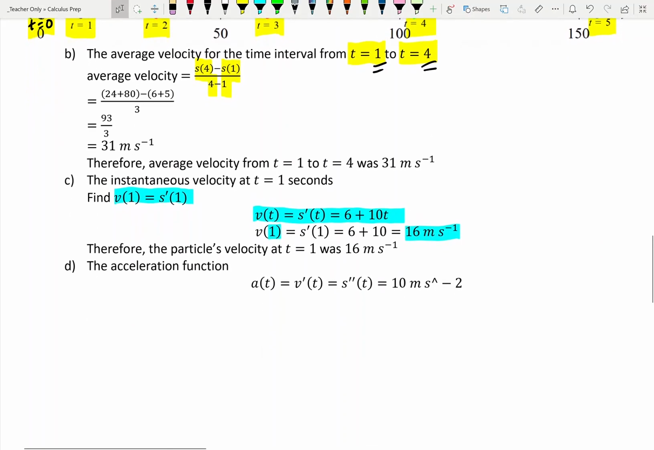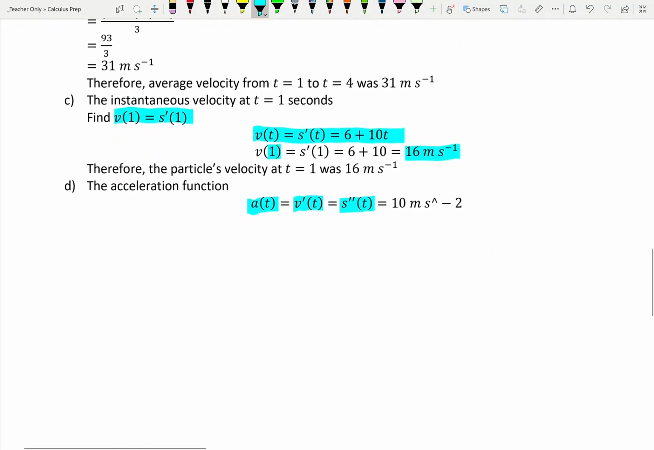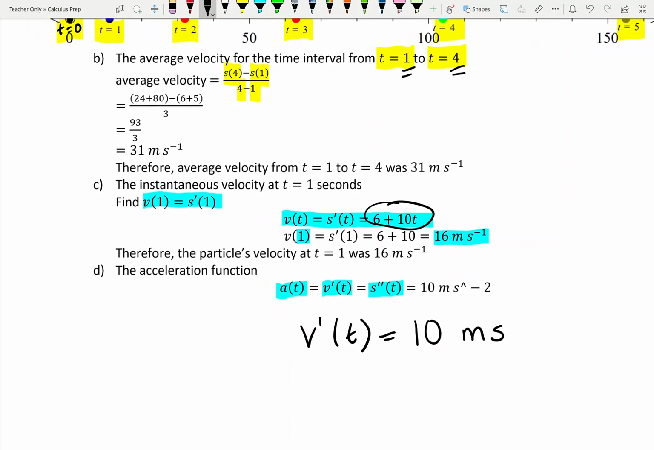And the acceleration function, we know that acceleration is the derivative of the velocity, which means it must be the second derivative of displacement. So all we do for that one is we find v dash of t. We worked out up here that v of t was 6 plus 10t, so v dash of t is simply 10 meters per second. That's not printed properly.